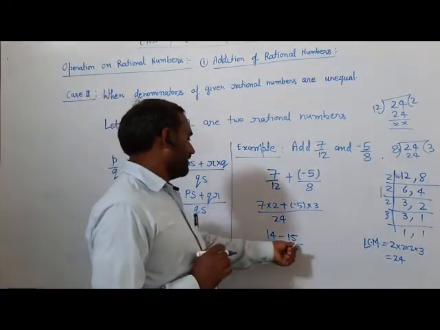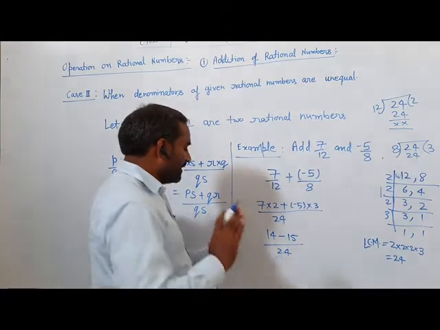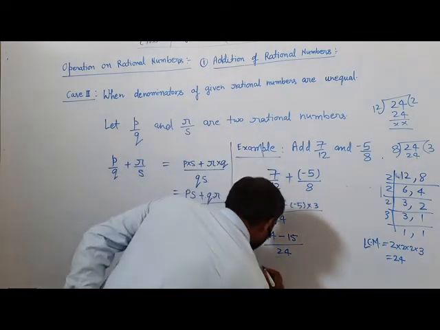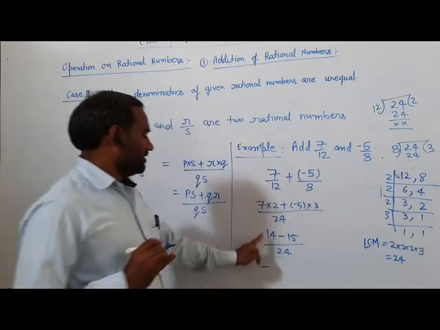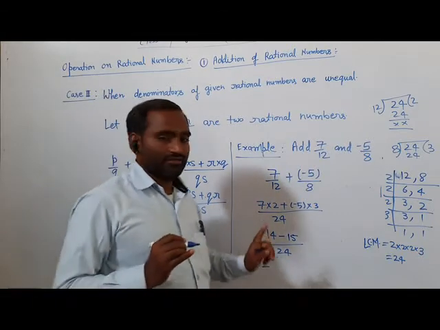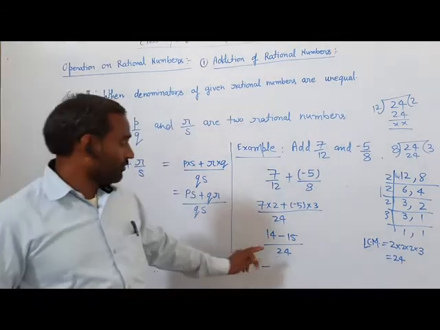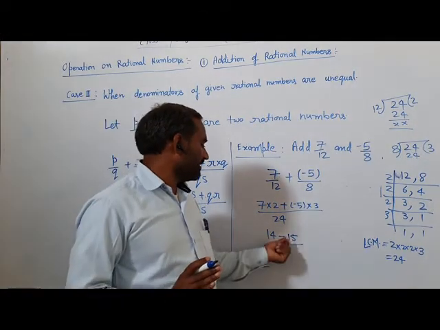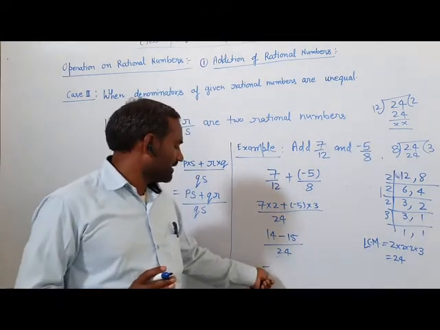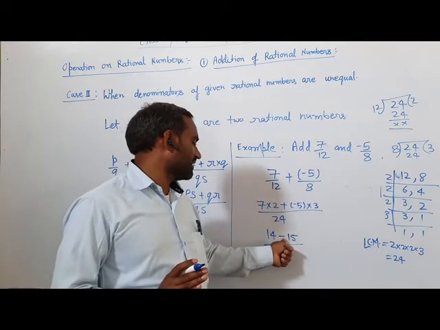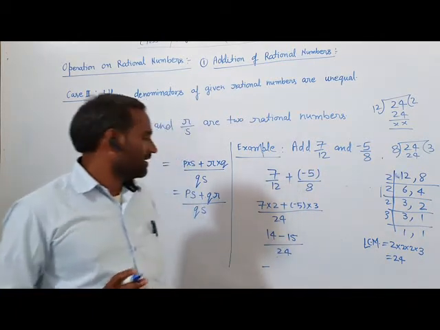So the sign of the larger number, बड़ी संख्या के पहले क्या साइन है? माइनस. तो यहाँ पे माइनस लिखते हैं क्योंकि ये 14 है, this is 15. 15 के पहले माइनस है, 14 के पहले प्लस है. तो जो बड़ी संख्या के पहले जो साइन होता है उसी का साइन लेते हैं. तो बड़ी संख्या 15 है, उसके पहले का साइन क्या है? माइनस.